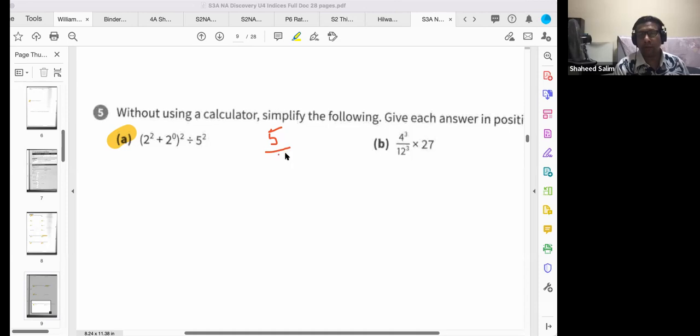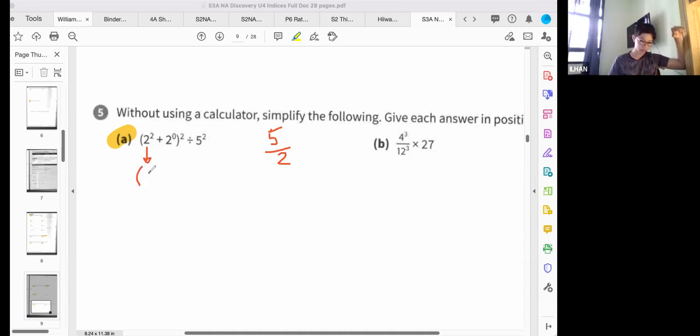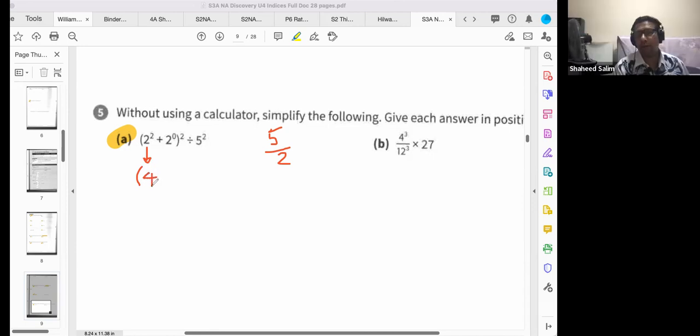2 to the power 2, what's your answer? 2 to the power 2, this one? Oh, 2 to the power 2 is 2 times 2. 4, 2 times 2, 4.